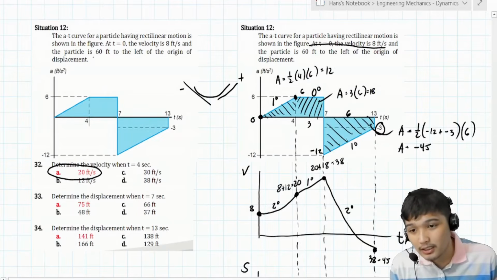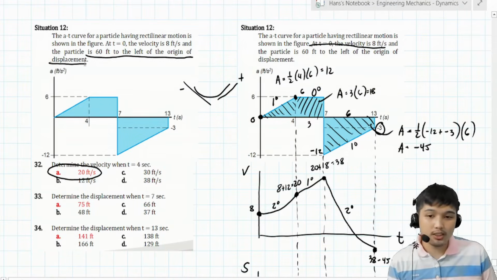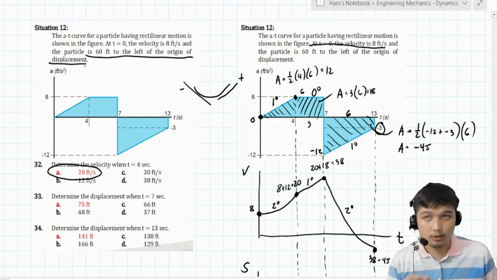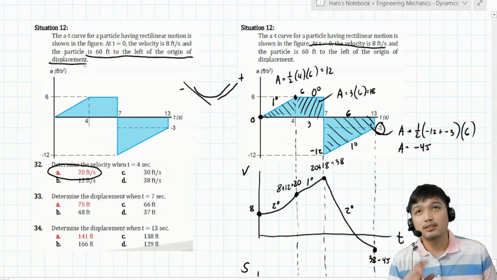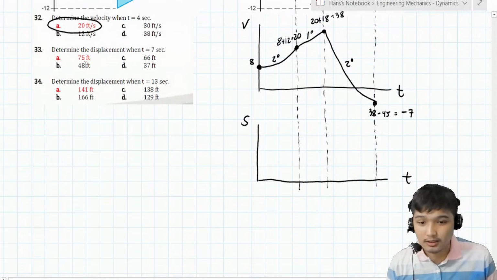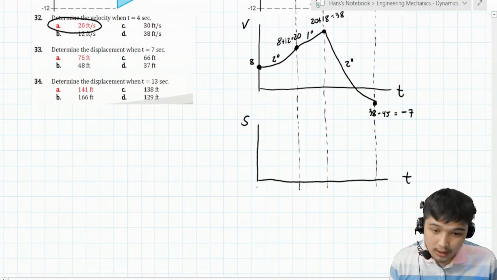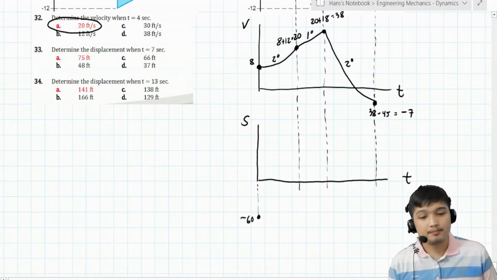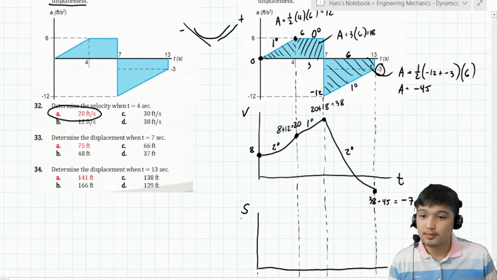The particle is 60 feet to the left of the origin of displacement. So, meaning to say, hindi siya nag-start mismo dun sa origin. Nag-start siya from the left. So, kung titignan natin sa Cartesian plane yun, parang nasa negative axis. Okay? So, 60 feet, meaning yung negative axis nasa baba siya. Dito na nag-start sa negative 60. Okay lang ba yun, guys? Gets ba yung sinabi ko?